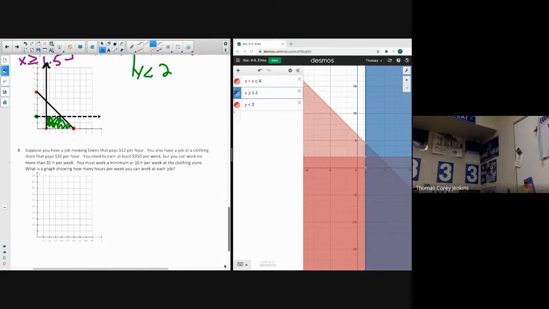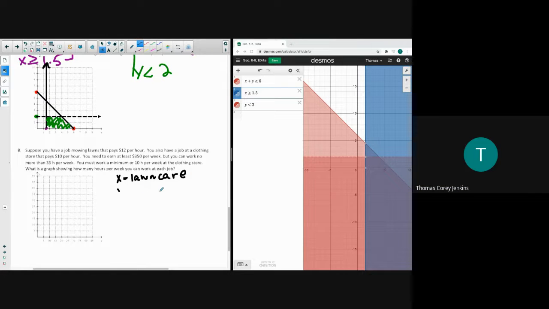Bear with me. I'm going to skip the word problem part of it, and you guys will just take my word that these are your inequalities. I do encourage you to read through it on your own and think about how I developed this stuff, but I want to save some time as well. In this problem, X is time spent doing lawn care, and Y is time spent at the store.